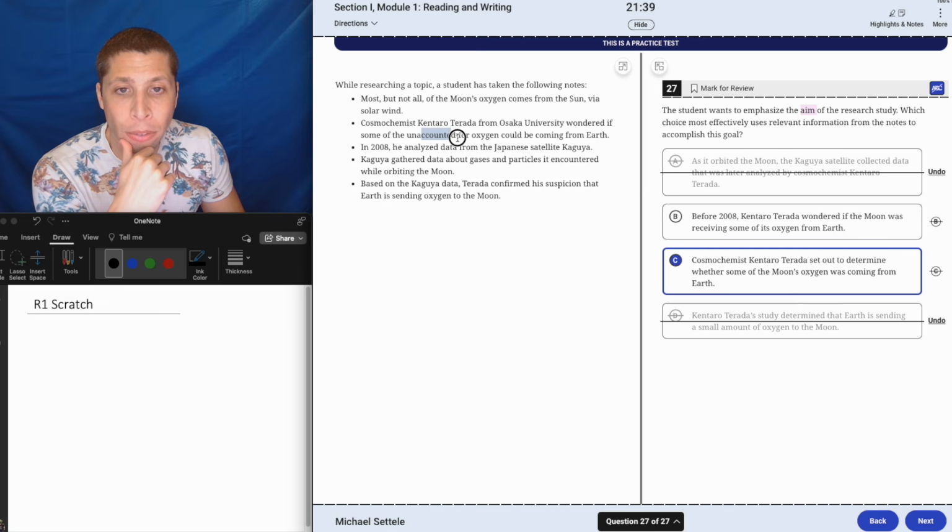Wondered if some of the unaccounted for oxygen could be coming from Earth. Some of the moon's oxygen, yeah. There you go, it's good enough.